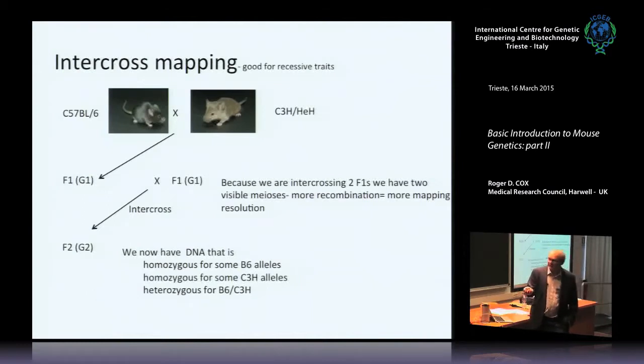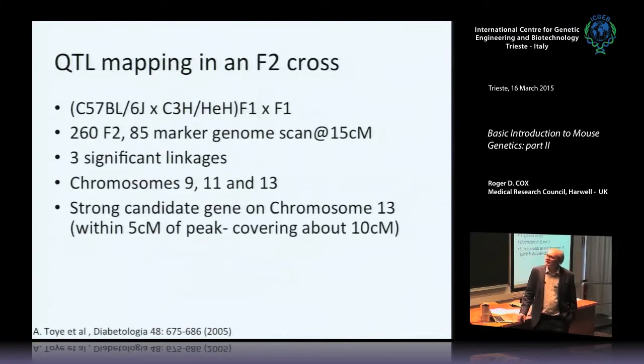So we have DNA now in this F2 or G2 population that is homozygous for some black 6 alleles, homozygous for some C3H alleles, heterozygous for the 2. And in that population, you can follow the mapping, follow your trait, which in our case was glucose tolerance, which we did. We had 260 F2s. We did a relatively modest, by today's standards, genome scan with a different sort of genetic marker. We found 3 linkages on 9, 11, and 13.